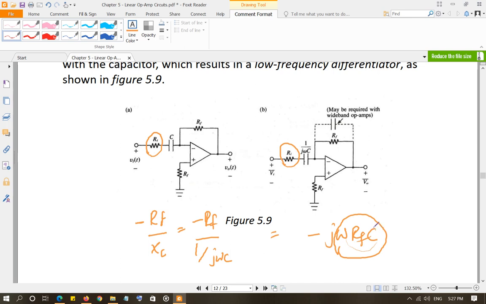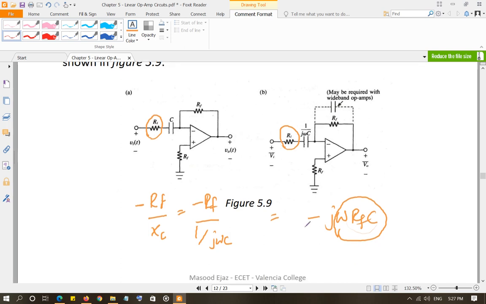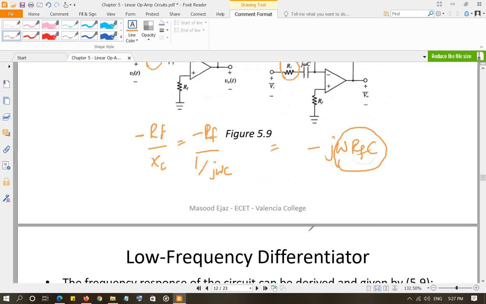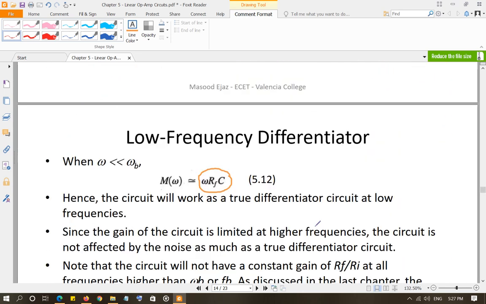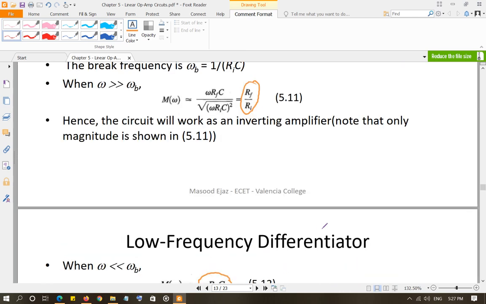So observe again, the higher the frequency omega, the more spikes you will have because your frequency is high. Of course, the gain of this is going to be omega RFC times the input, so the output is going to be quite high at higher frequency. Now, in the case of the low frequency differentiator, we have solved that problem, because at higher frequencies, your gain is not going to be dependent on the frequency.